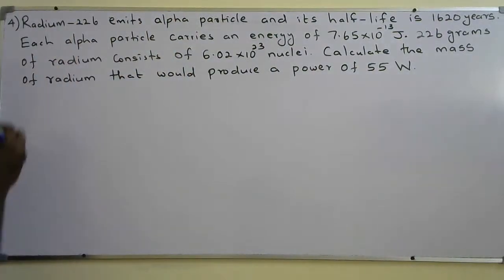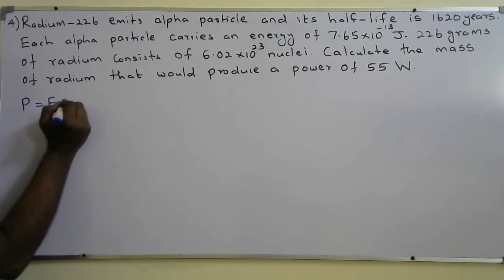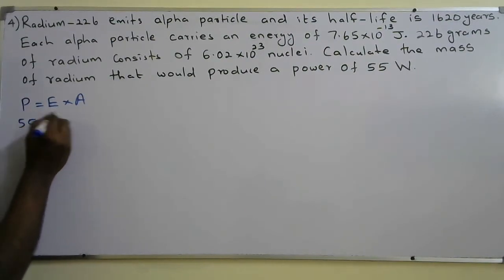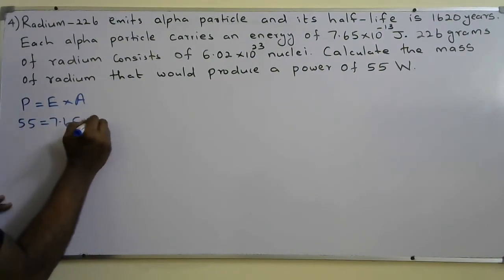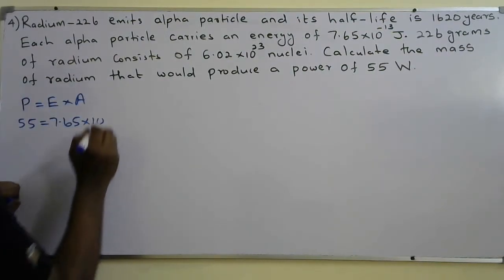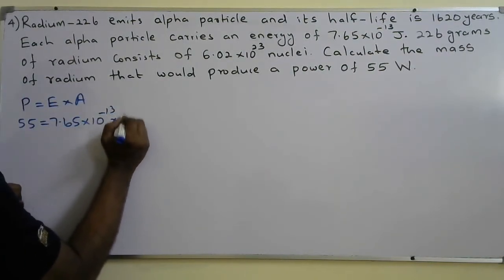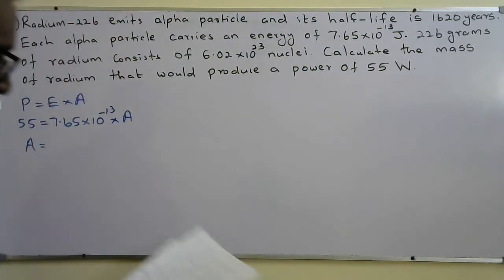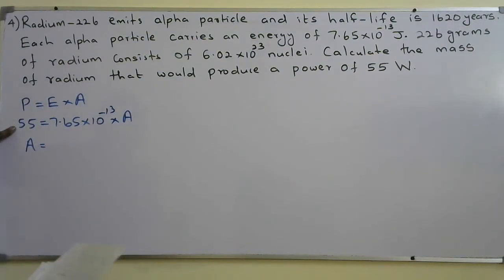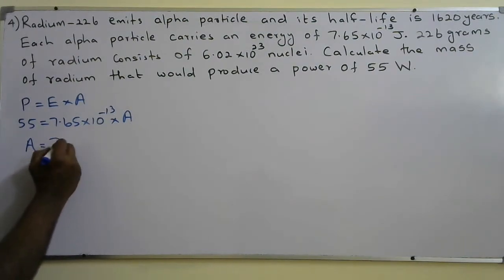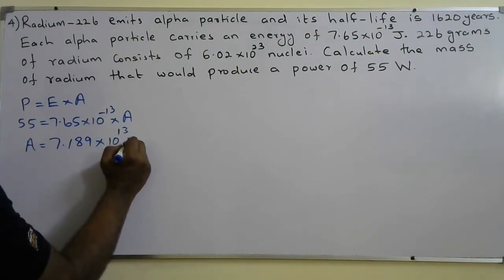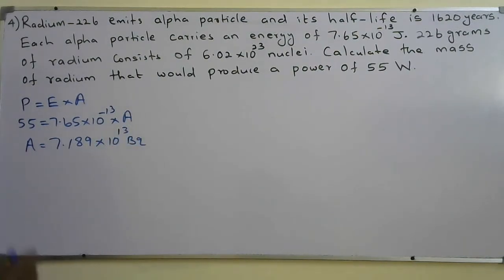So we know power is equal to energy per decay times activity. Power we want is 55 watts, energy per decay is 7.65 times 10 to the power minus 13, times activity. So we'll find how much activity is required to have a power of 55 watts. We'll get activity 7.189 times 10 to the power 13 Bq. Okay, so I know the activity.